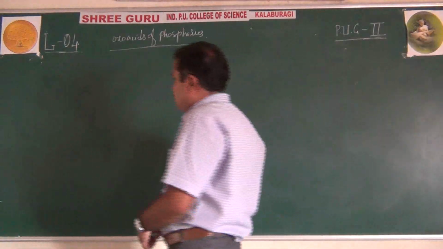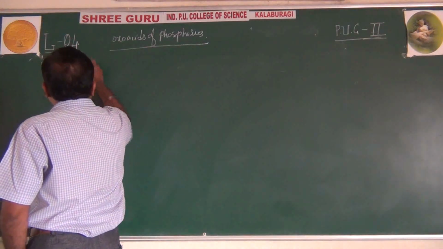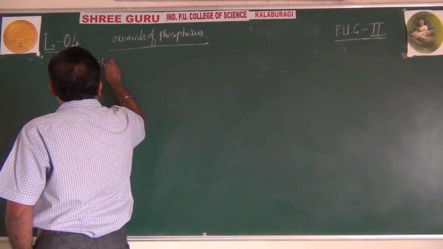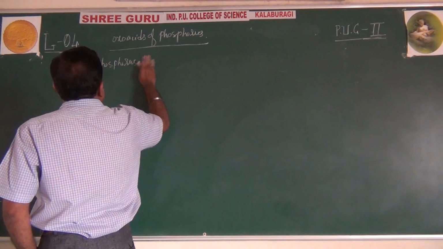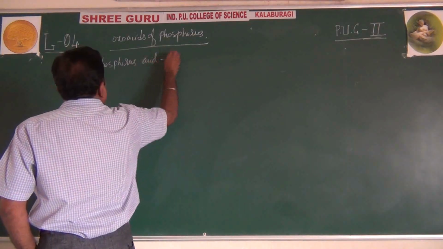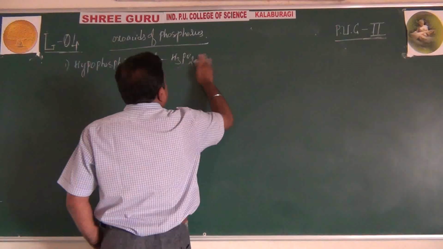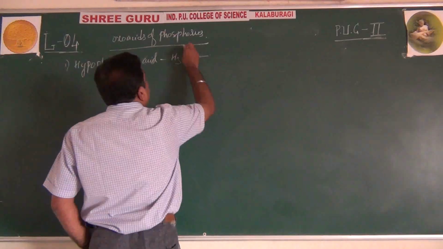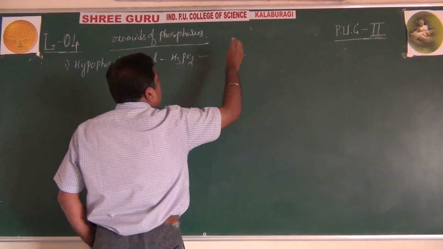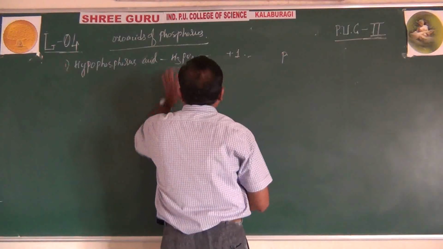The oxoacids of phosphorus. The first one is hypophosphorous acid. Formula is H3PO2. Oxidation state is +1, remember. And the structure is phosphorus at the center atom.